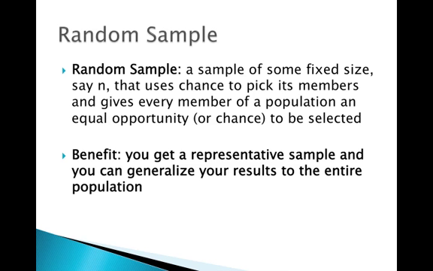It's a sample of some fixed size, say n, that uses chance to pick its members and gives every member of a population an equal opportunity or chance to be selected. The benefit of this is that you get a representative sample and you can generalize your results to the entire population.